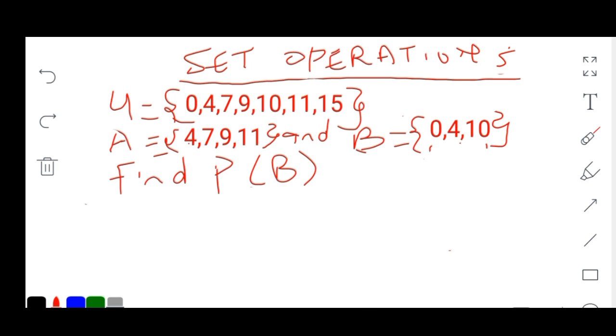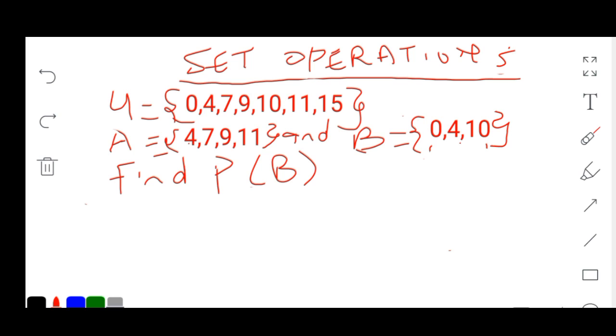Let's find P(B). How is this pronounced? That's the power set of B. We talked about power set too under our types of sets. Let me quickly revise that. Power set is the set of all subsets of a given set. So that means we are going to find the set of all the subsets of B.